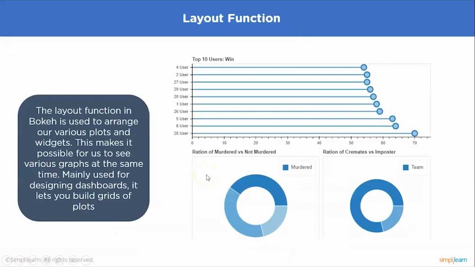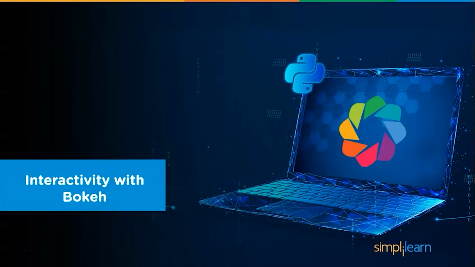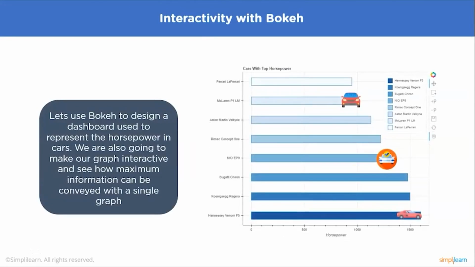So now we've taken a look at how we can use the layout function. Now let's see how we can make interactive graphs with the help of Bokeh. Over here, we're going to be using Bokeh to design a dashboard which is used to represent the horsepower in cars. We are also going to make our graphs interactive and see how maximum information can be conveyed with the help of a single graph.